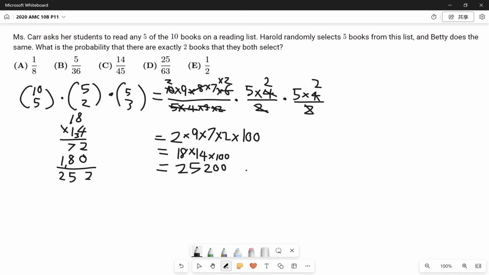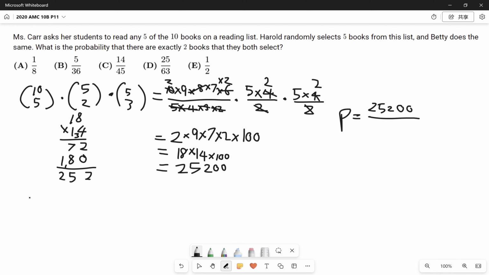So 25200 is the number of cases where Harold chose 5 out of 10 books from the provided 10 books, and then Betty chooses 3 books out of the 5 books that Harold hasn't touched yet. And then Betty also chooses 2 books out of the 5 books that Harold has already chosen, so that they have exactly 2 books in common. So we have 25200 cases for this. For probability, it's equal to the number of desired cases, which is 25200, these are the cases we're happy with, over the number of total cases.